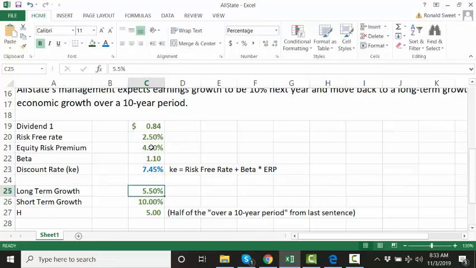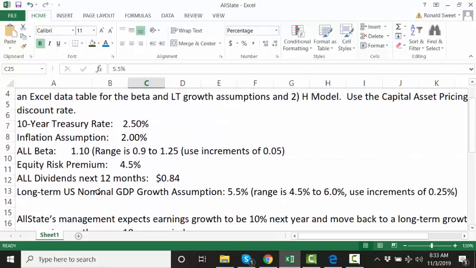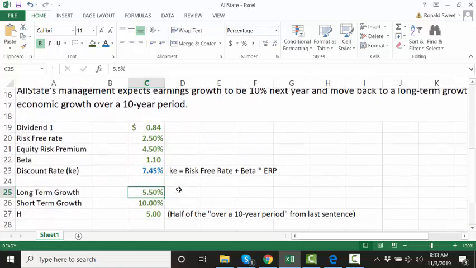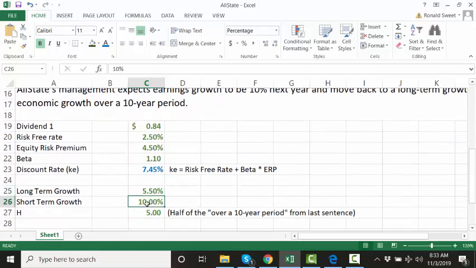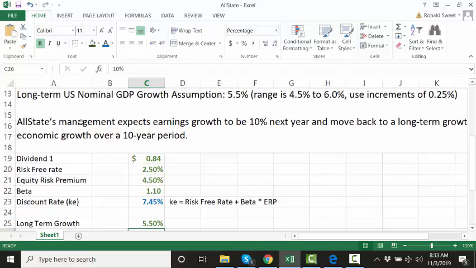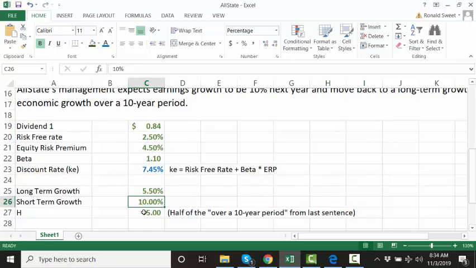Our long-term growth was given. That's the long-term nominal growth of GDP. We're assuming AllState's going to grow in line with the U.S. economy. Short-term growth is 10%. That's given in this last sentence, that their growth is expected to be 10% next year. And then moving down to long-term growth over the next 10 years, the H is 1/2 of that period of time. So if it takes 10 years, you use 5 as your H.